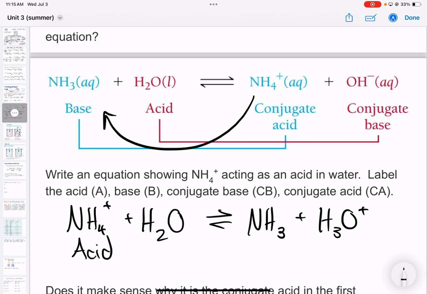So here it donates the H+, and here it accepts the H+. So it really is just the direction you're talking about that defines what the thing is doing and therefore what you call it.